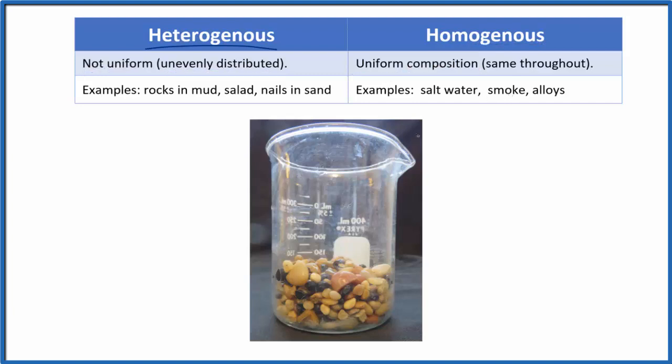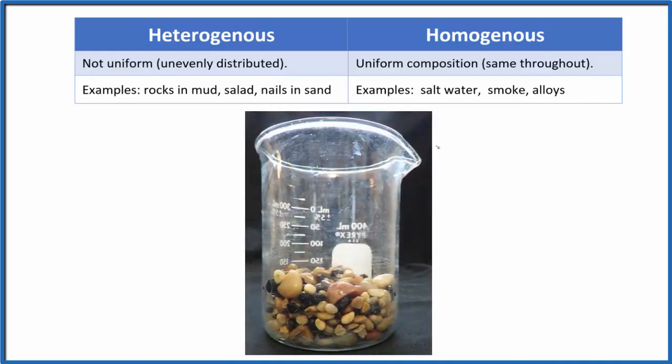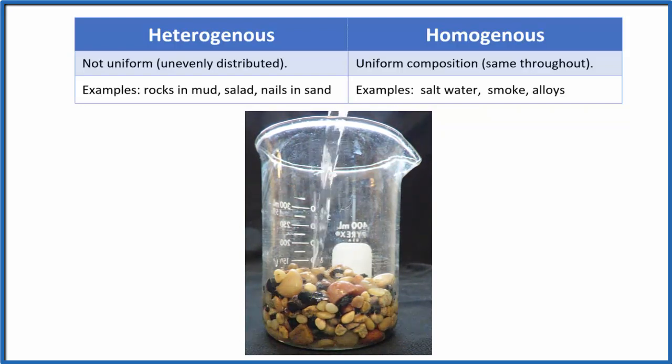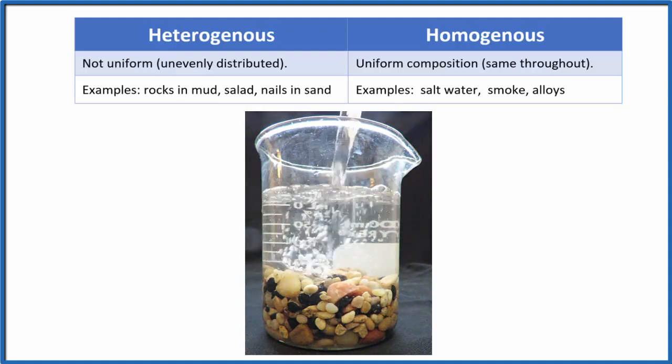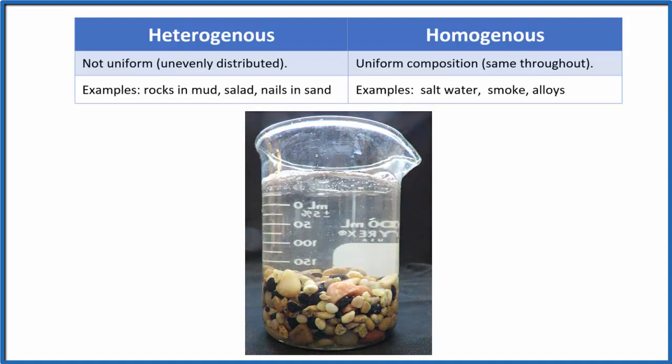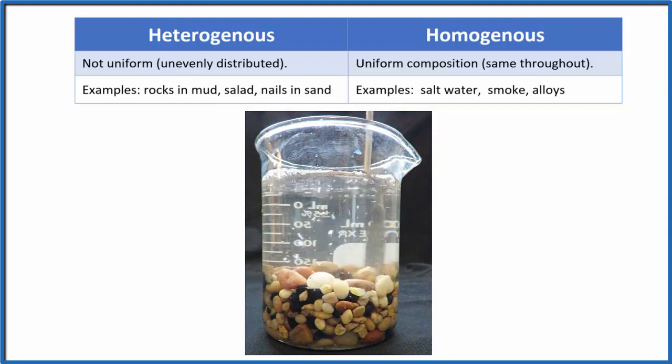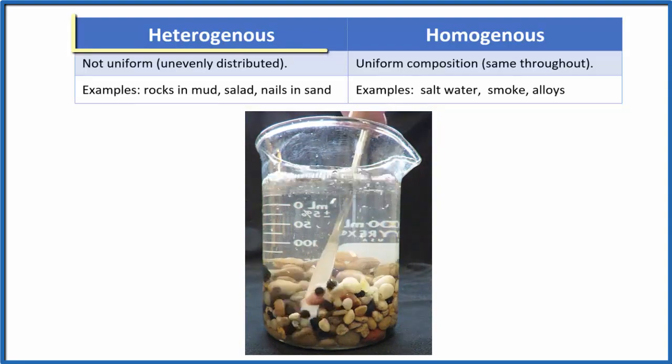So if we look at this beaker below, it has rocks in it, pebbles. Right now, it's just rocks and pebbles. But if we add water to it, we'll have a mixture, two different substances. And the question is, is it heterogeneous or homogeneous? Because the rocks are all clumped together at the bottom and the water is at the top and between the rocks, we say that the beaker with water and rocks, that's heterogeneous.